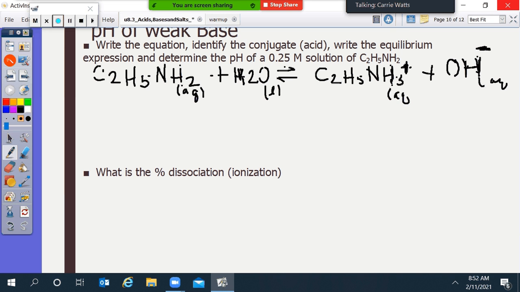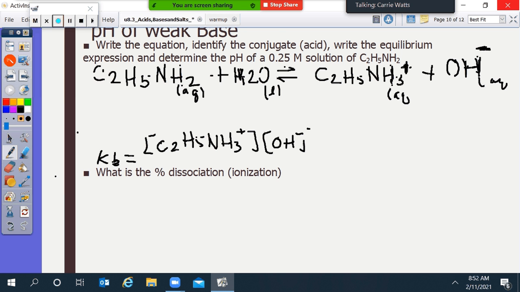Now what I can do too is set up my Kb expression. I'll do that down here so I have some room. Kb is going to be equal to the products, just the same formula as K. It doesn't matter which K it is. So it's going to be C2H5NH3 plus times OH negative, over, and remember you don't include water in the expression, C2H5NH2. There's my Kb expression. Will I need it? Not sure. We'll see.